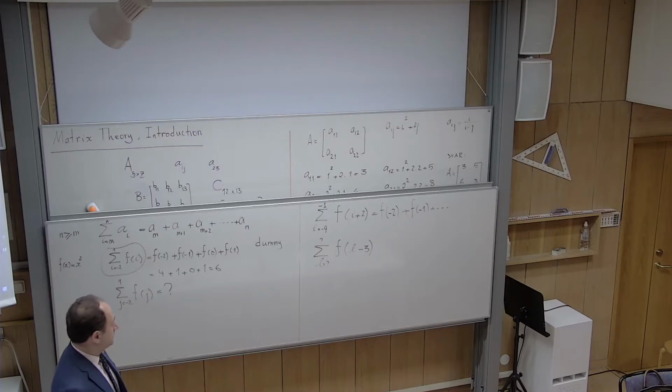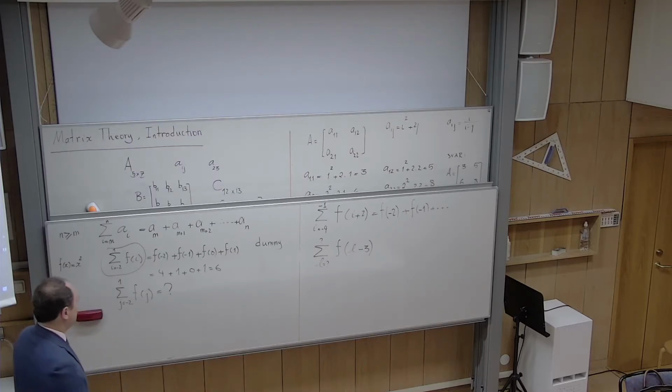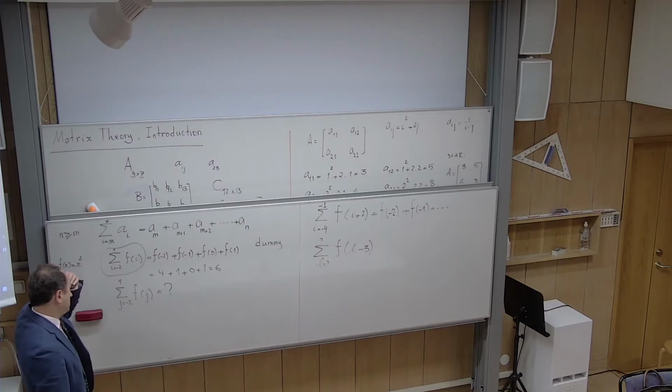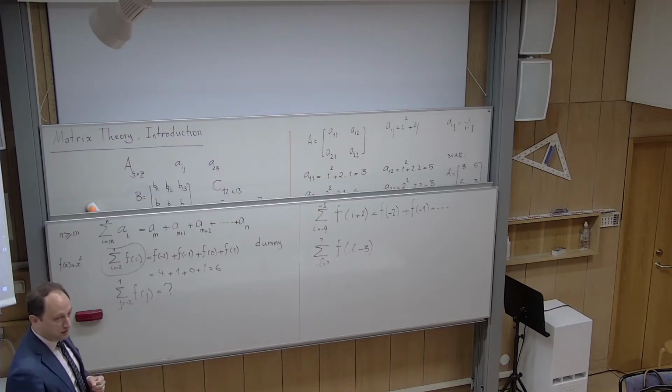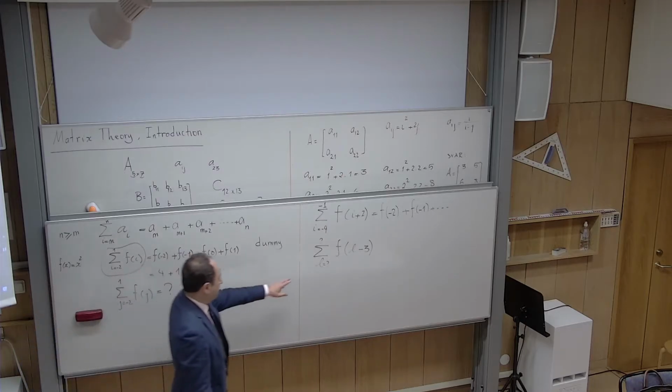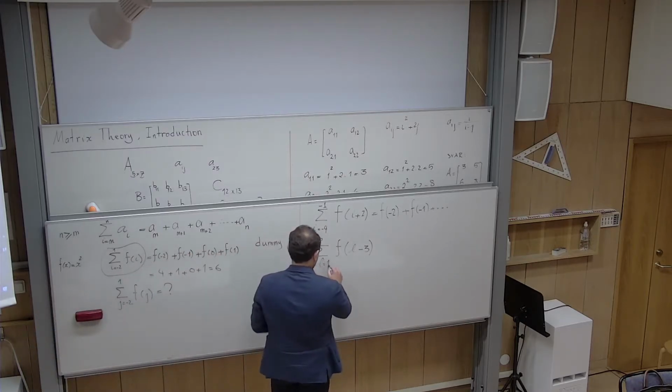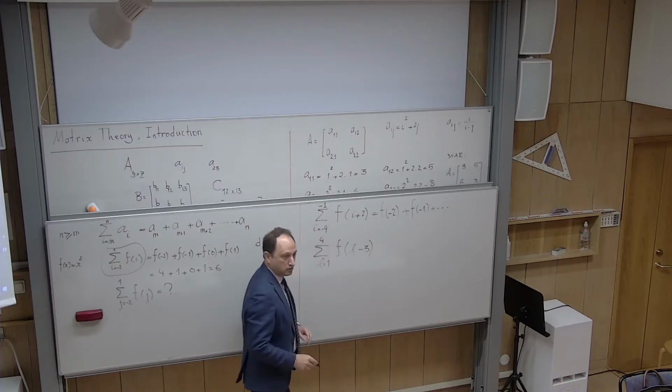Minus 2, minus 5. Minus 3, minus 5. Let me see. What did you say? On top, minus 2, and on bottom, minus 5. No. Is it 4 and 1? 4 and 1. Yeah. So this should be 1. This should be 4. Yes?